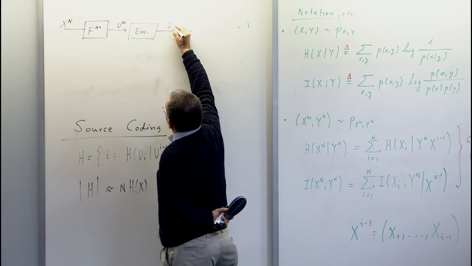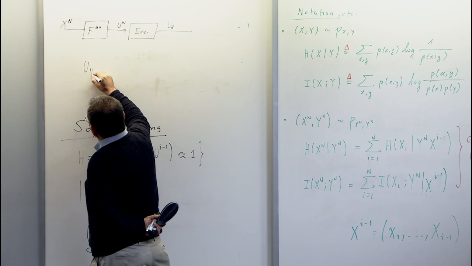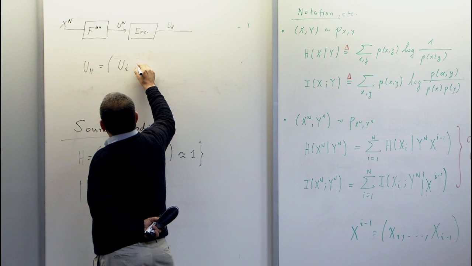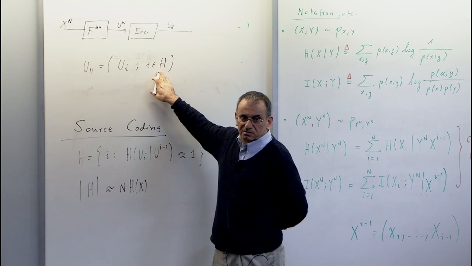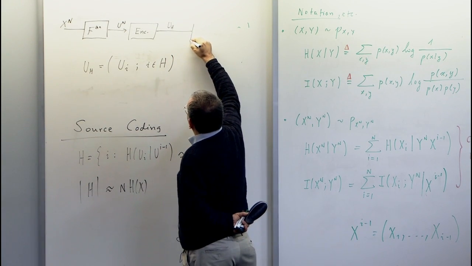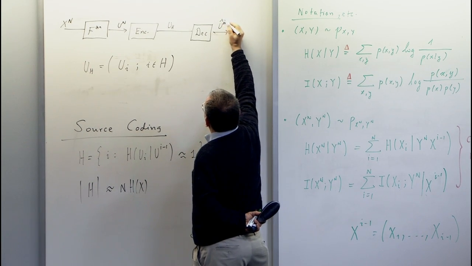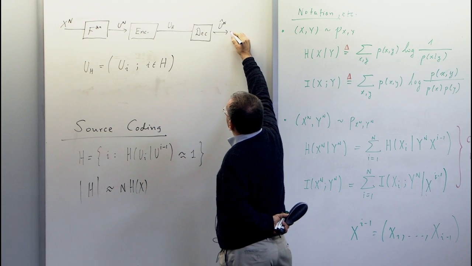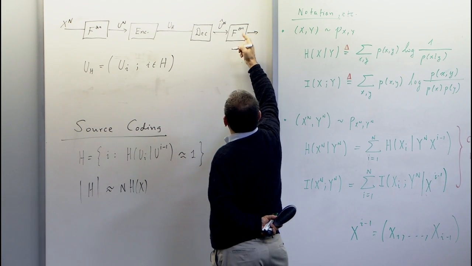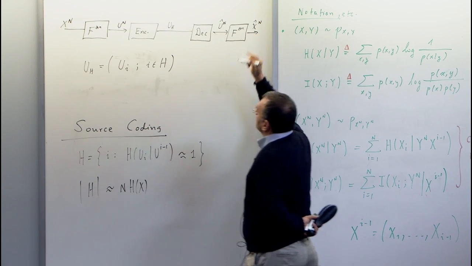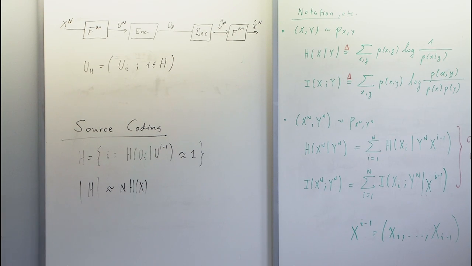Let me write exactly what it will send out. It will send out these bits. What is that? This u sub H is the sub-vector of the u vector consisting of coordinates in the high entropy set. And then there will be a decoder here which is going to first reconstruct the u vector. Since it's a one-to-one transformation, it will apply the inverse, which is this, to obtain an estimate of the original source. So this is the architecture for the source code that we want to use.